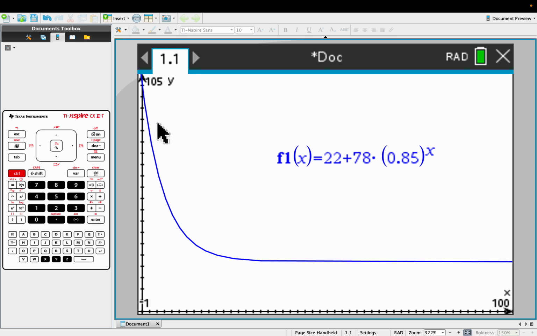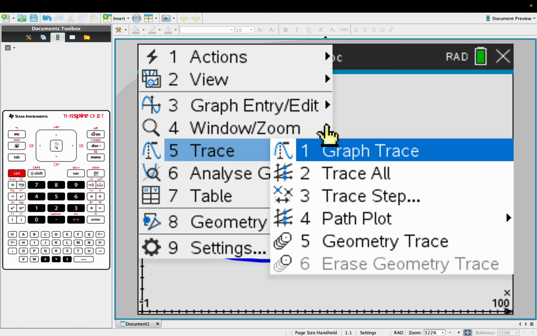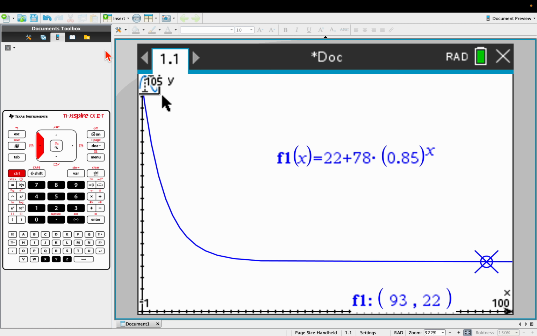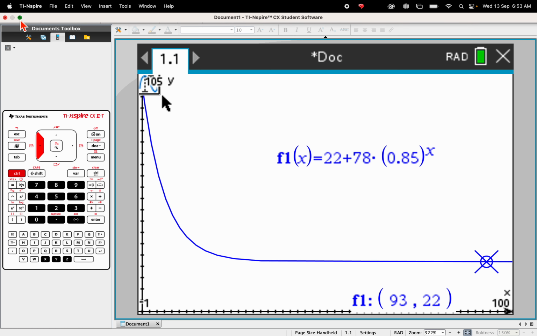You can also do a graph trace, menu, trace, graph trace. See that nice little line there? You can see the first number, 60, 70, 80 minutes and 22 degrees. Eventually it just runs out of zeros and it's 22 degrees. So therefore let's go and have a look at our question now.